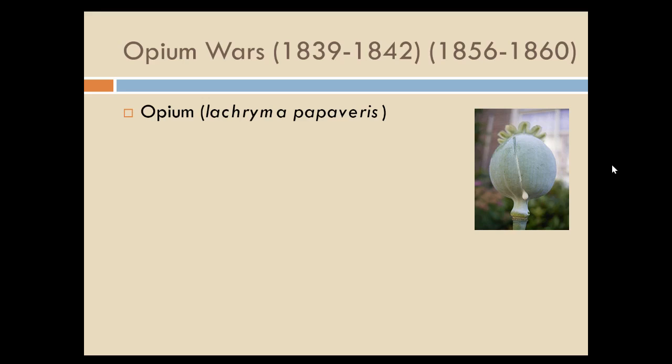Opium, also known as Lacrima papaveris, or the tears of the poppy, is the fluid coming from the poppy seeds that can be synthesized and used to create opium. In modern days, it's chemically cultivated and turned into heroin, or opiates can be made into opioids or painkiller drugs, which we've seen here in the United States. It's a very addictive compound, a drug that you need to take more and more of in order to achieve the same level of high.